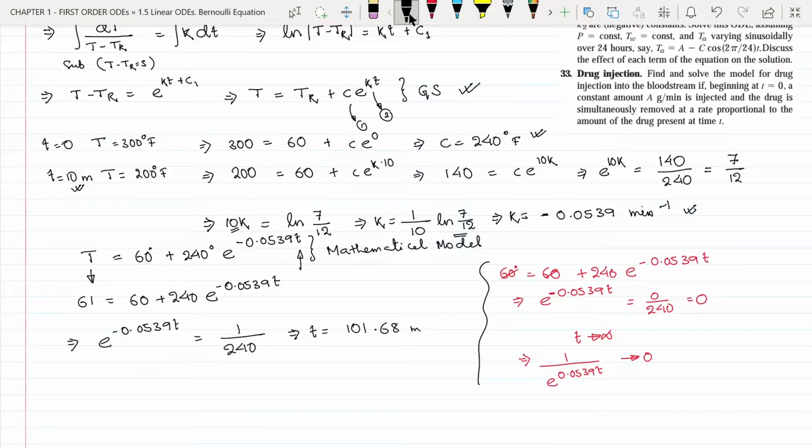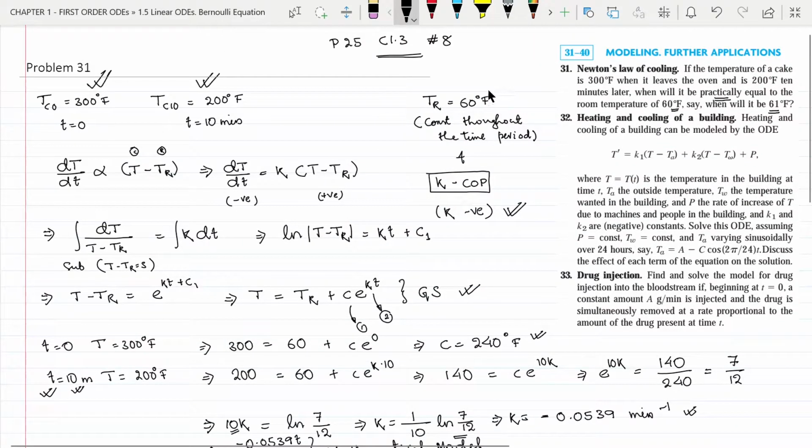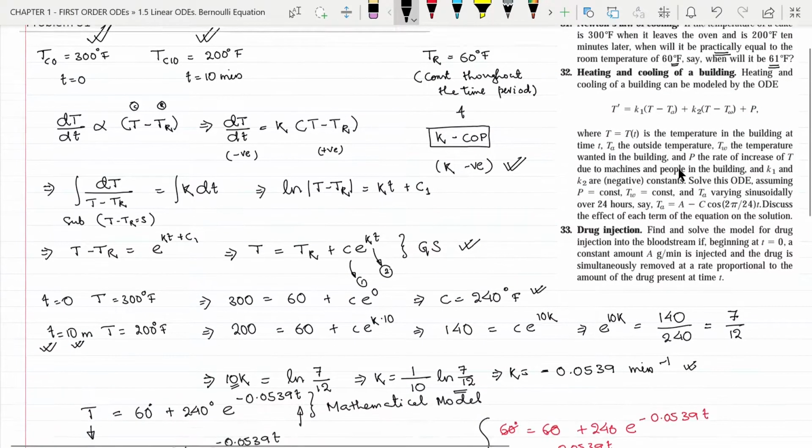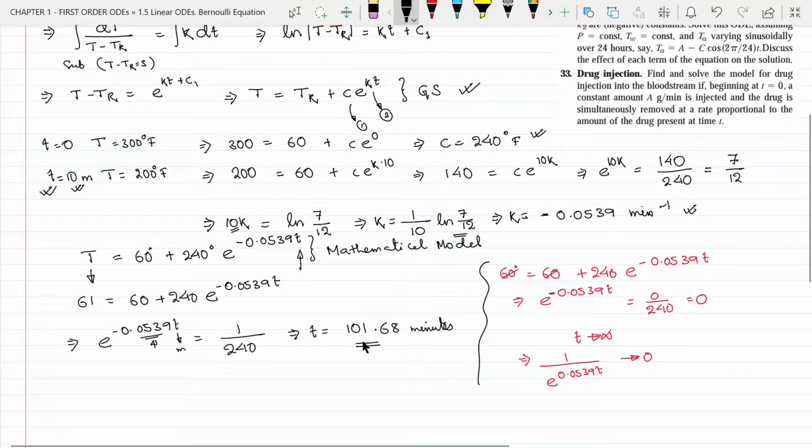101.68 minutes. Because the unit of time we had taken in minutes throughout, that is why we got the unit of time in minutes. Also you can see that the unit of k was minute inverse, so that is why the unit of t is minutes. So that means after 101.68 minutes, the temperature of the cake will be approximately, or practically, equal to the room temperature of 60 degrees Fahrenheit. But the temperature of the cake will actually be 61 degrees Fahrenheit at time t equal to 101.68 minutes.